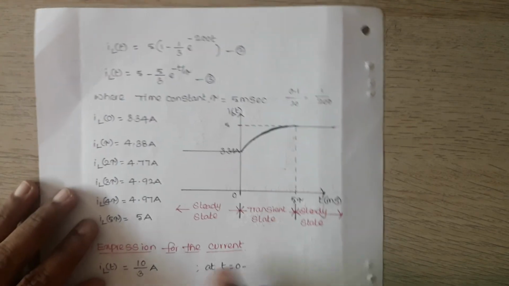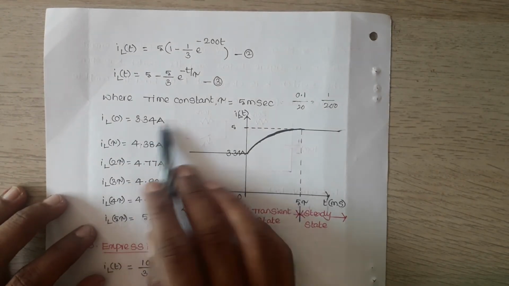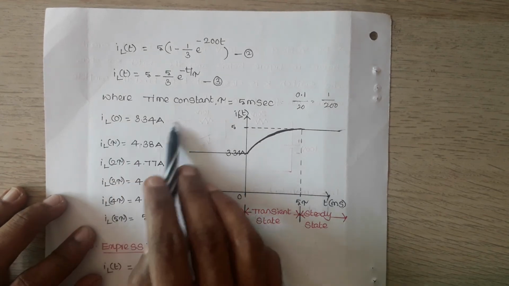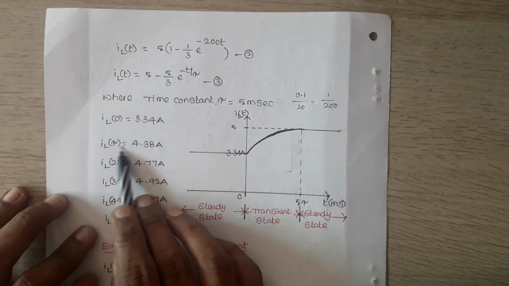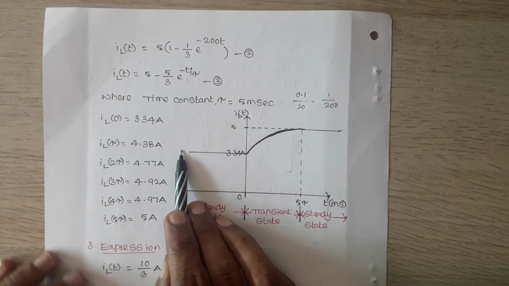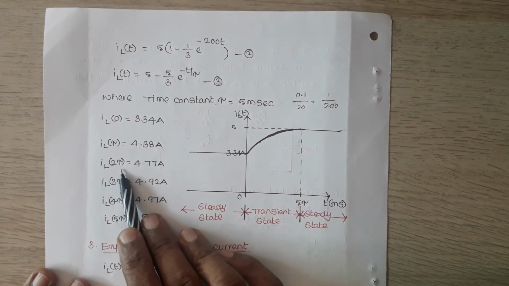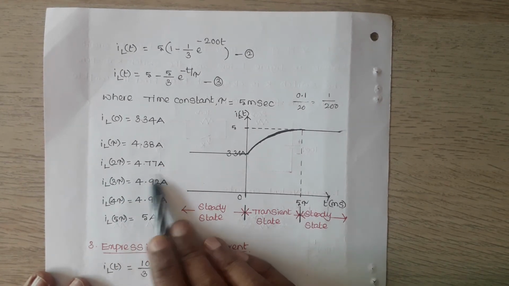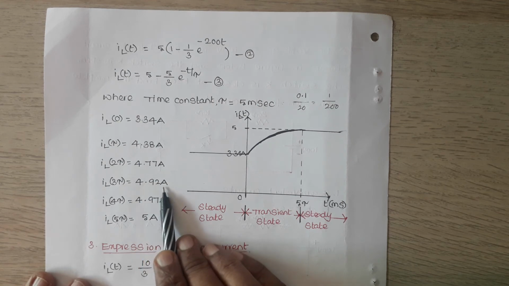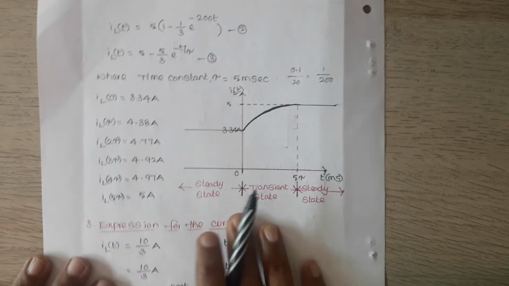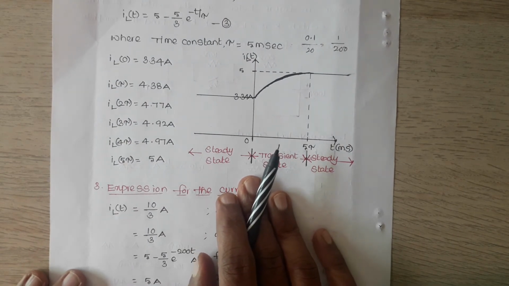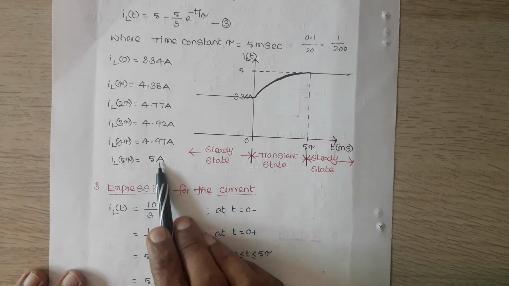Now substitute the values for 0 to 5 time constants. IL of 0 is 3.34 amperes. IL of 1 time constant is 4.38 amperes. IL of 2 time constants is 4.77 amperes. IL of 3 time constants is 4.92 amperes. IL of 4 time constants is 4.97 amperes. IL of 5 time constants is 5 amperes.